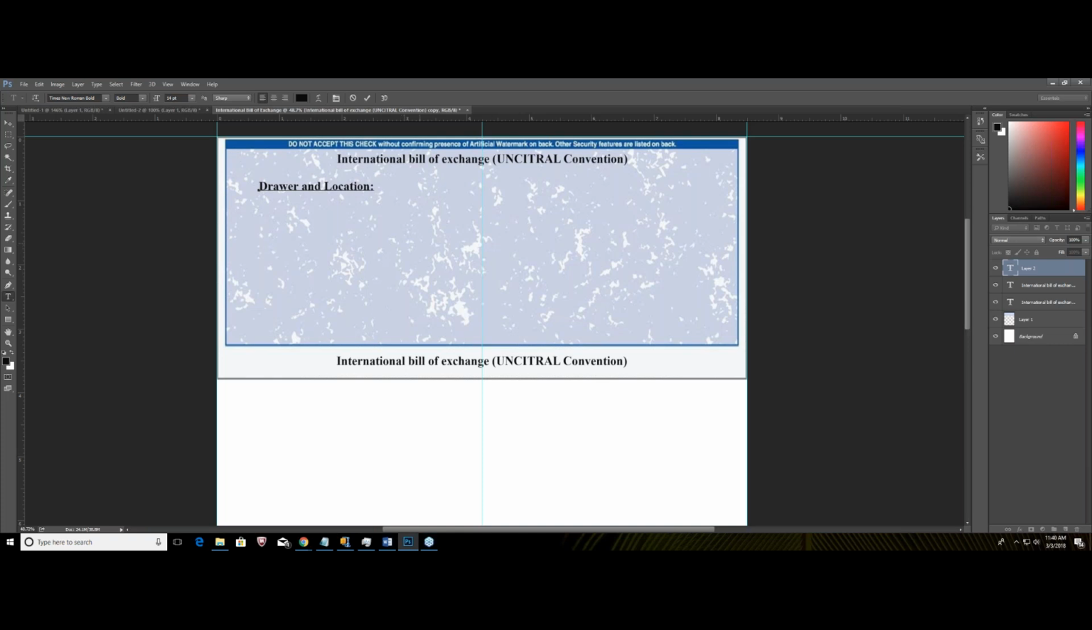Now, you can put whatever you want under here. I'm going to leave this bold. And I'm going to put it over here. And I'm going to make it smaller. Probably want to use about, let's see. Yeah, about 8 points, I think would be good. 8 points. All right, so we have drawer location.